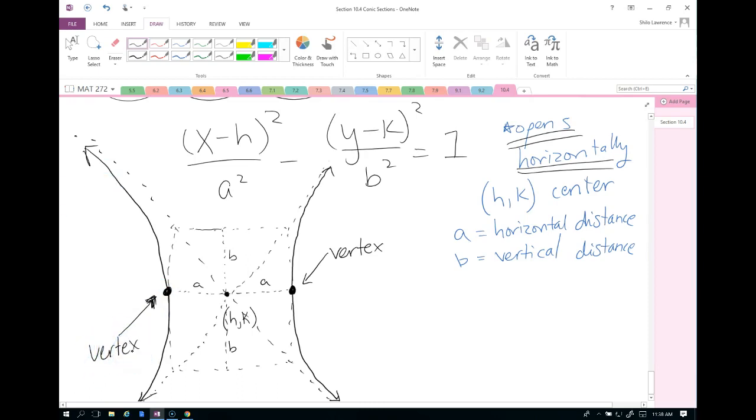If we switched our two terms around so that the y term was first and the x term was second, everything would have been drawn exactly the same, except the vertices would be up at the b's, and we would have drawn those pieces opening up and down instead.